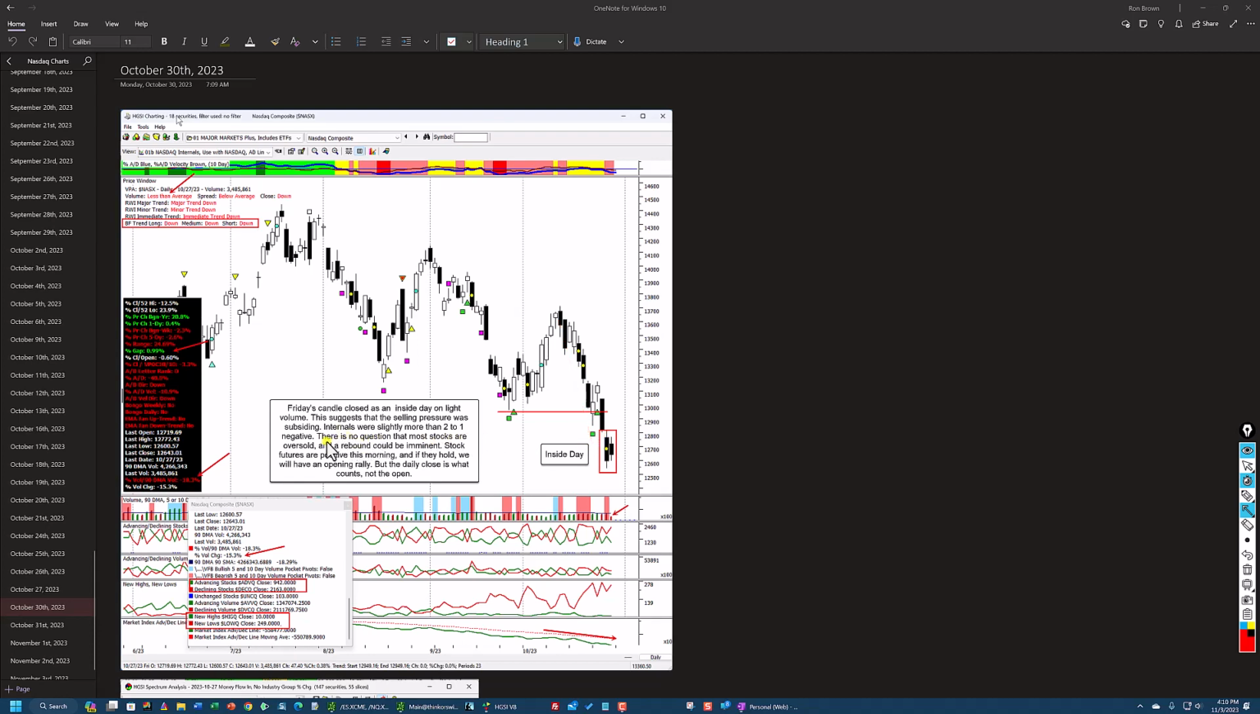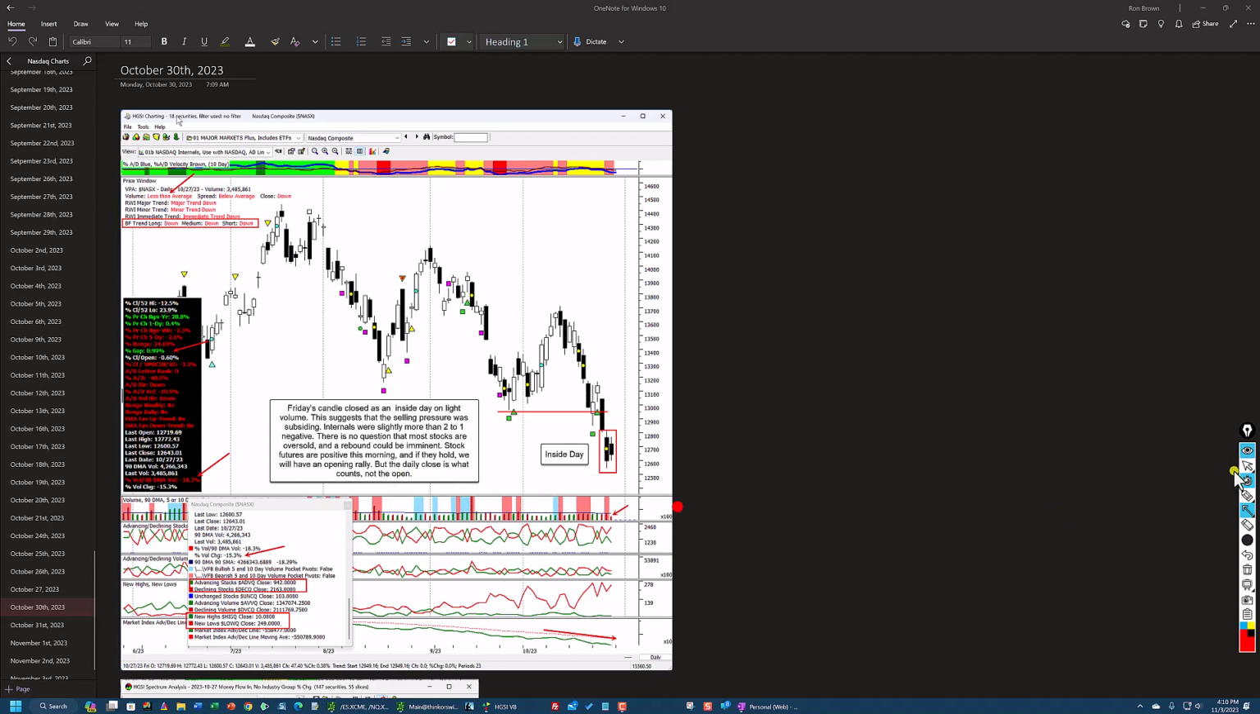Internals were 2-to-1 negative. There's no question that most stocks are oversold and a rebound could be imminent. I didn't realize what kind of a rebound we'd have. Stock futures are positive this morning. If they hold, we will have an opening rally. But the daily close is what counts, not the open. So let's just take a look at this.